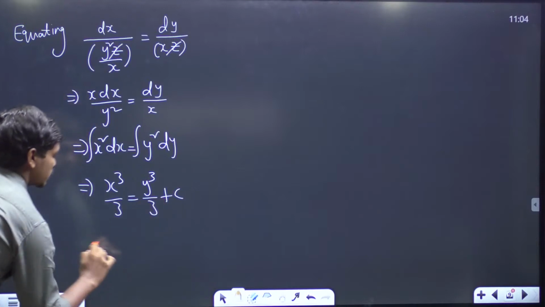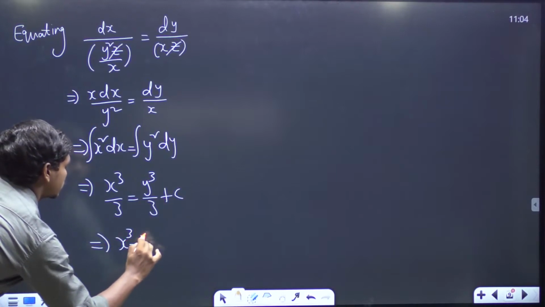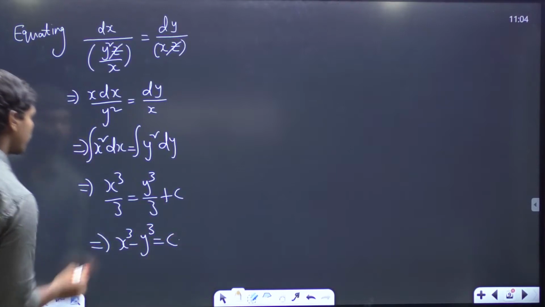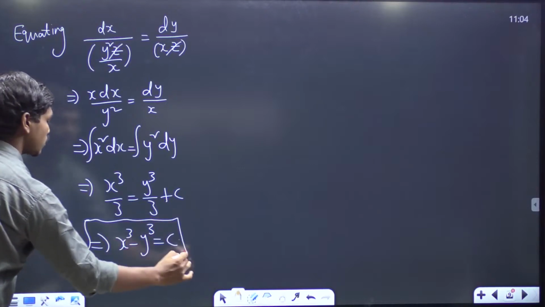So which means x cube minus y cube is a constant. So this is one solution for a given set of equations.